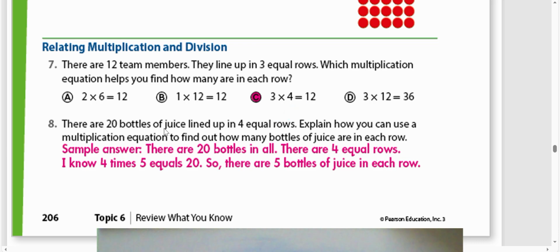There are 20 bottles of juice lined up in 4 equal rows. Explain how you can use a multiplication equation to find out how many bottles of juice are in each row. Simple answer: there are 20 bottles in all because 4 times 5 is 20. We can divide 20 by 4, it will be 5. There are 4 equal rows. I know 4 times 5 equals 20, so there are 5 bottles of juice in each row.